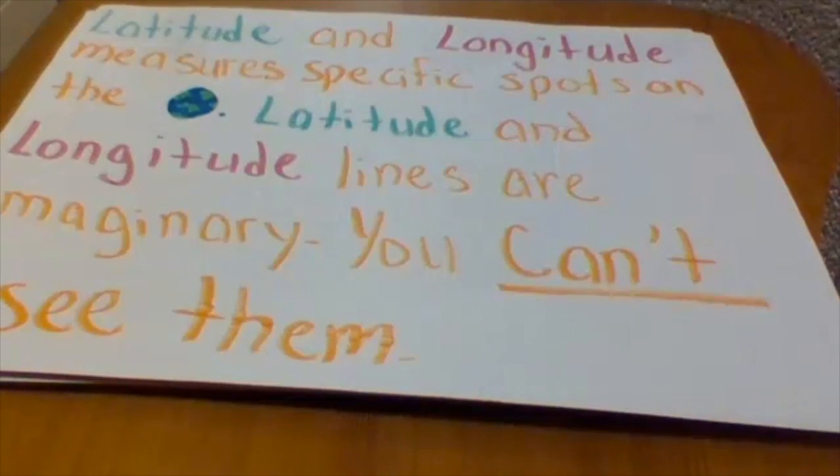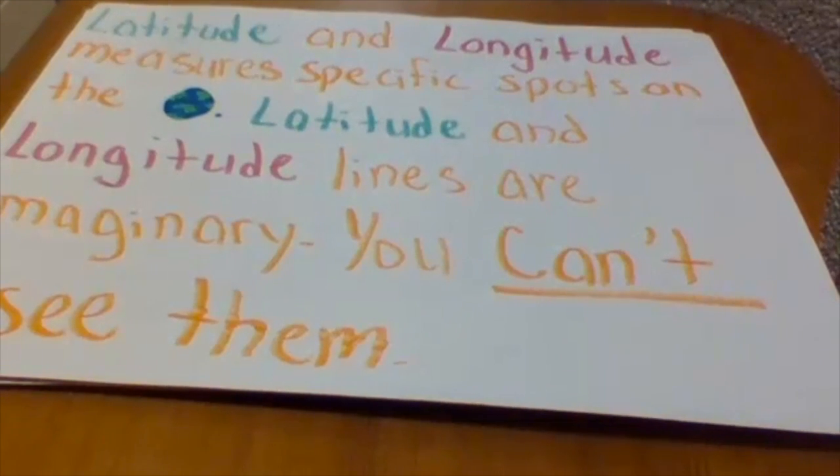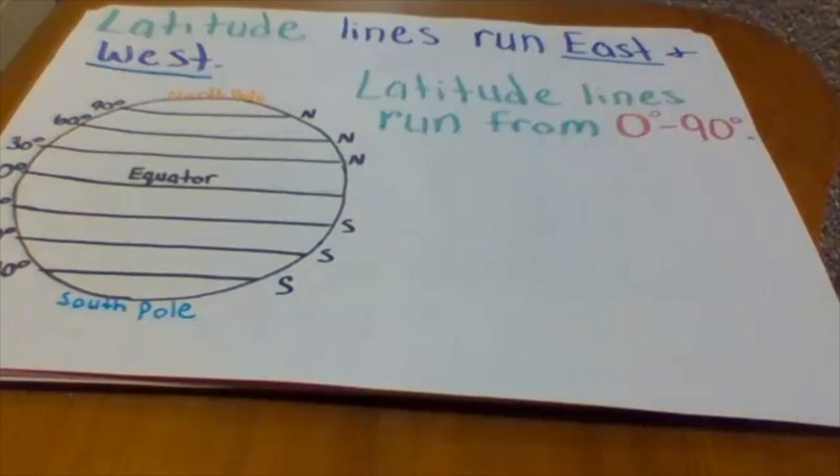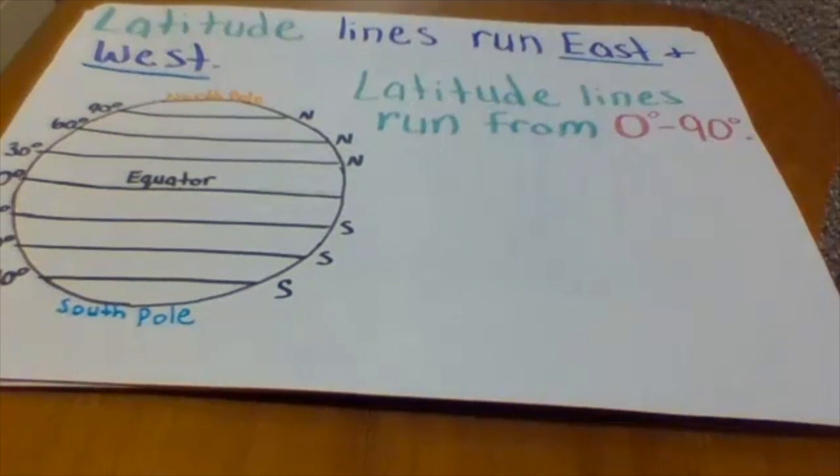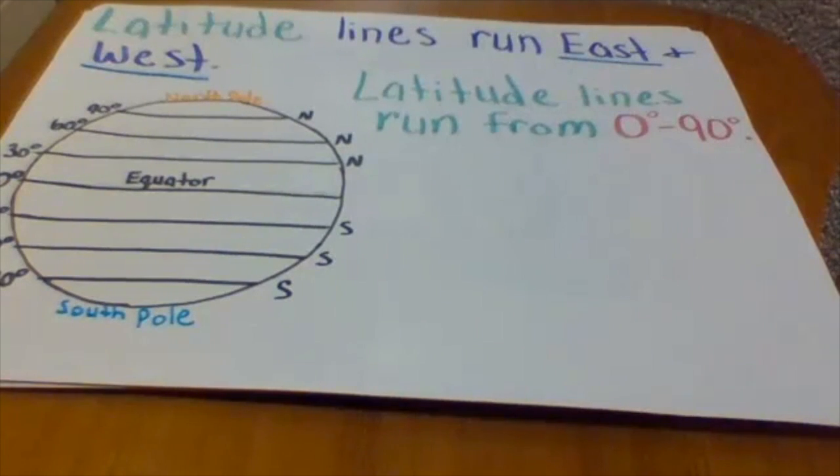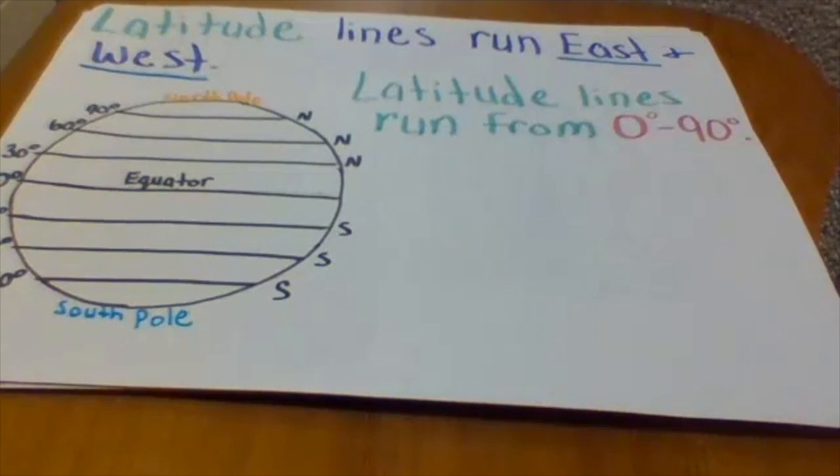Latitude and longitude measure specific spots on the Earth. Latitude and longitude lines are imaginary. You can't see them. Latitude lines run east and west. Latitude lines run from 0 to 90 degrees on each side of the equator. The equator splits the Earth in half. You can also call latitude lines parallels because they never touch.